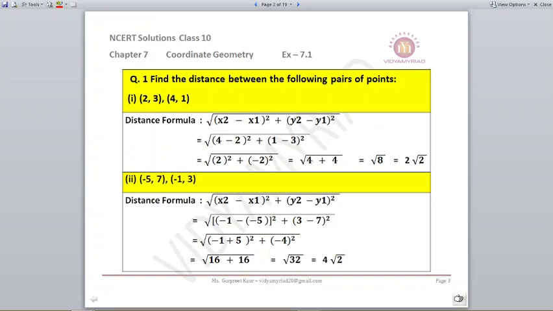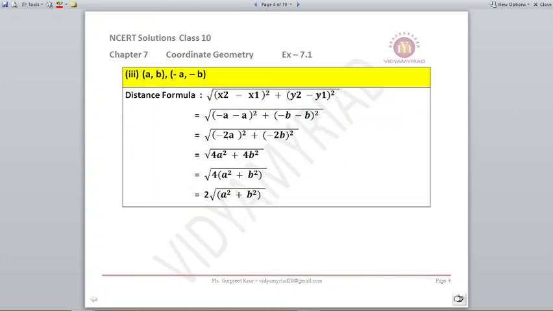It will become plus and it becomes now minus 1 plus 5, that is 4. So 4 square is 16 and minus 4 square is also 16. 16 plus 16 is 32. So we can further simplify and write it as 4 root 2.